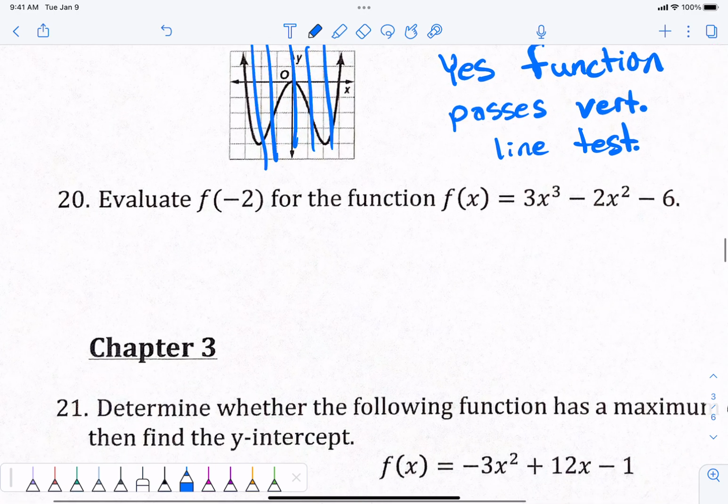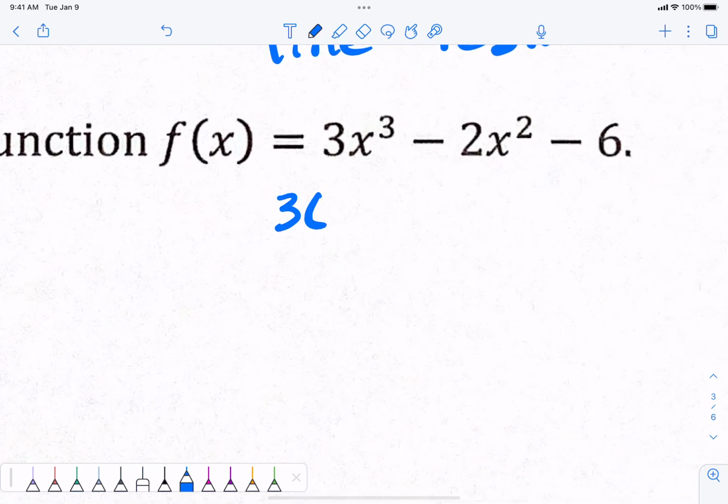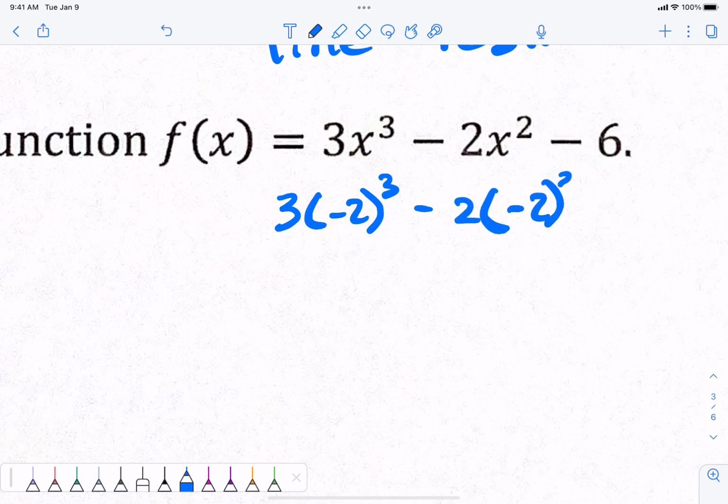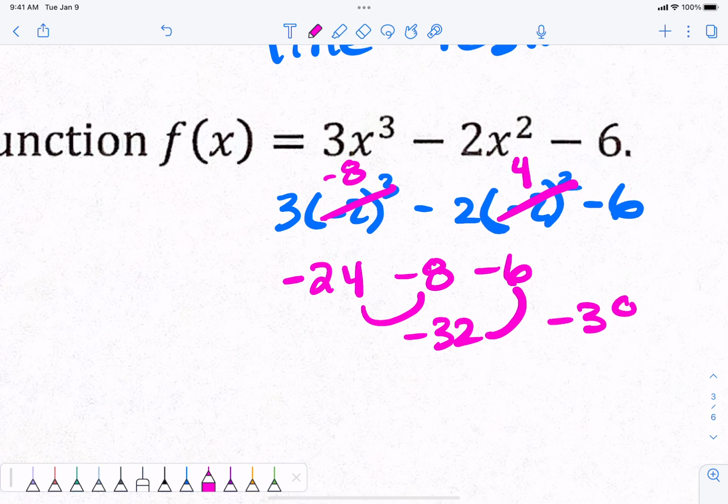Number 23: Evaluate negative f of negative 2. What does that mean? We're plugging in negative 2 for each x. Negative 2 to the third power is negative 8. Times 3 is negative 24. Negative 2 squared is 4, times negative 2 is negative 8. Negative 24 minus 8... negative 32. Negative 38 is the answer. There we go.